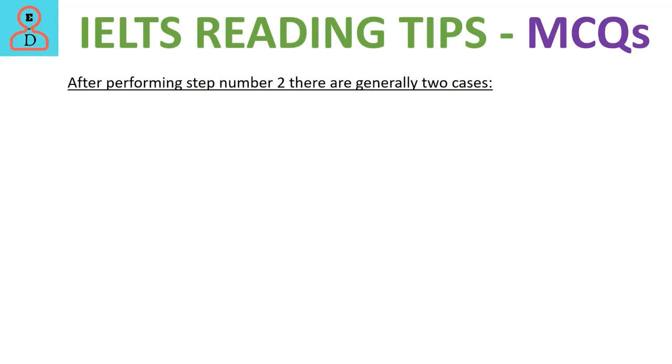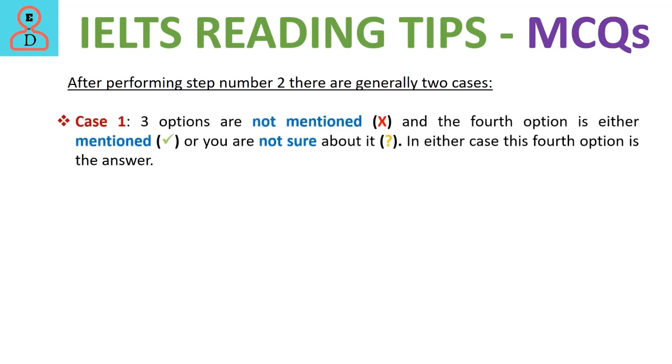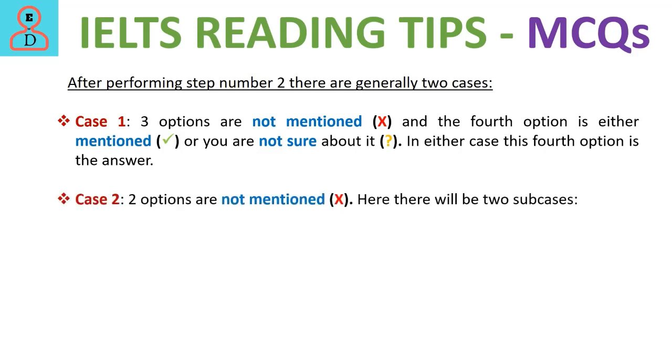Now that we have performed step number 2, let's move to the next stage. After step number 2, there are generally two cases. First case is when three options are not mentioned and the fourth option is either mentioned or you are not sure about it. In either case, this fourth option is the answer. Now, case number 2, when two options are not mentioned.